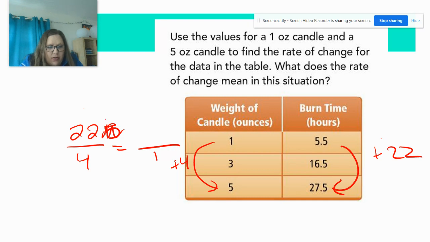If I divide that out to get the per hour, 22 divided by 4, 4 times 5 is 20, and then you have 2 left over, so this will be 5 and 2/4 or 5.5 ounces that it's going to burn per hour. Again, it's burning 5.5 ounces per hour, and you can actually see that here in the unit rate, the per hour. So that's another reason why we know that slope and unit rate are one and the same.